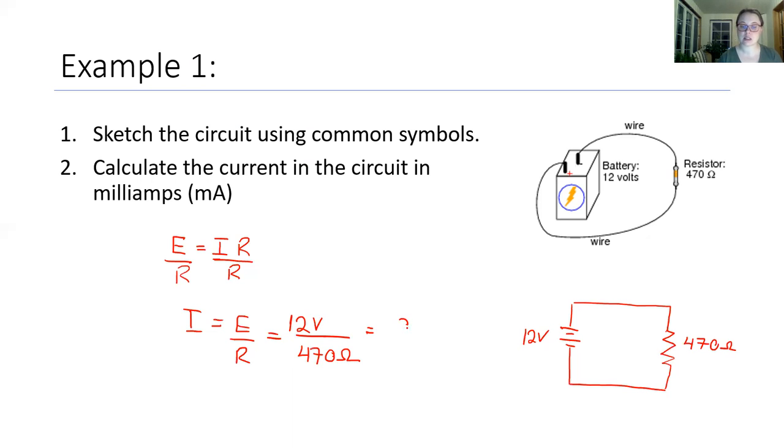So this gives us 0.026 amps. Now the question said, calculate in milliamps. To go from amps to milliamps, we want to multiply by 1,000. So that takes us back to that review lesson. So we have 26 milliamps of current. Okay? So not a complex calculation, very straightforward.